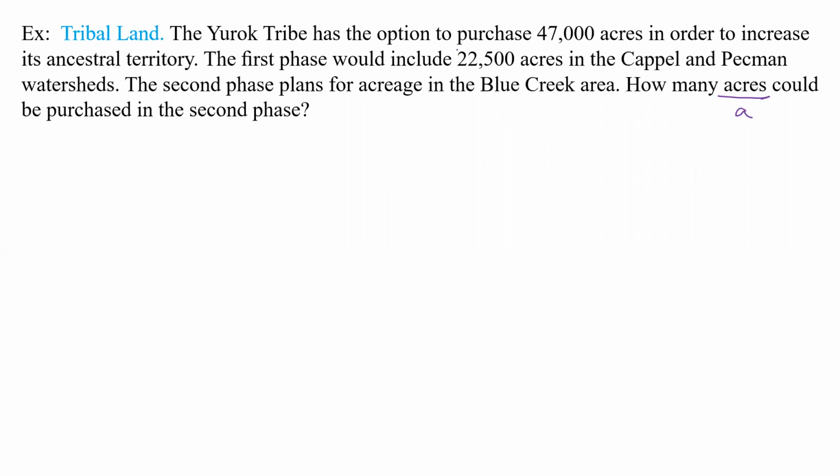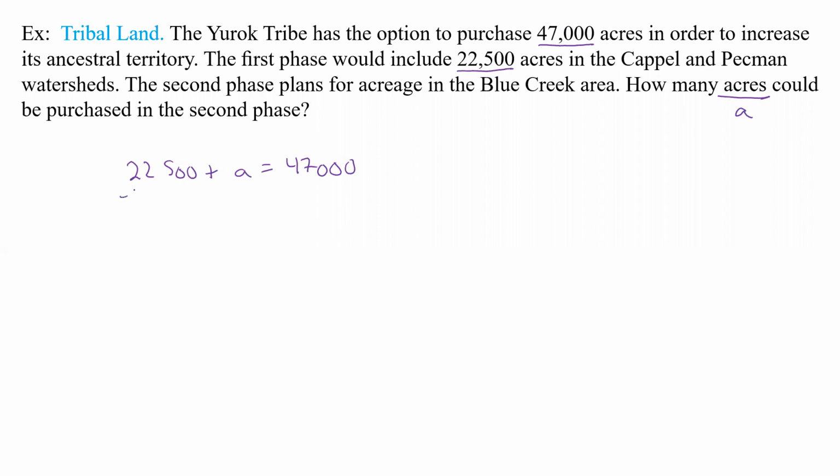And what does it say? We have the option to purchase a total of 47,000 acres. And it says the first phase includes 22,500, and A is going to be how much is going to be included in the second phase. So we're going to take the 22,500 plus the A, and that should equal the 47,000. So again, we have a simple equation to solve.